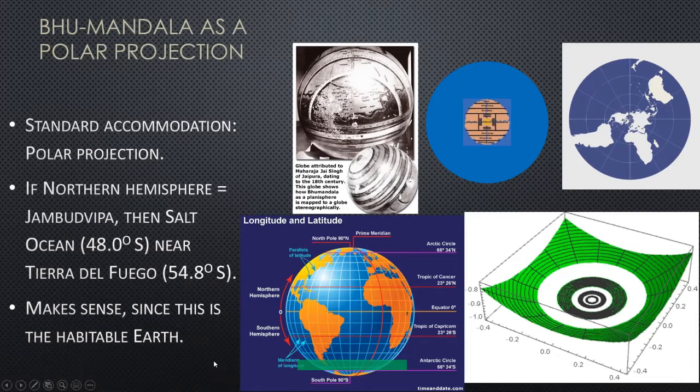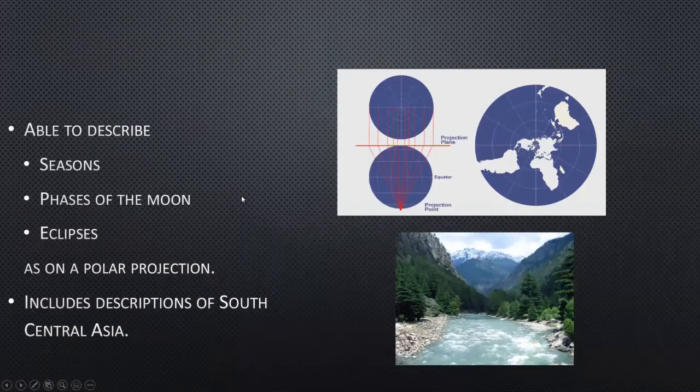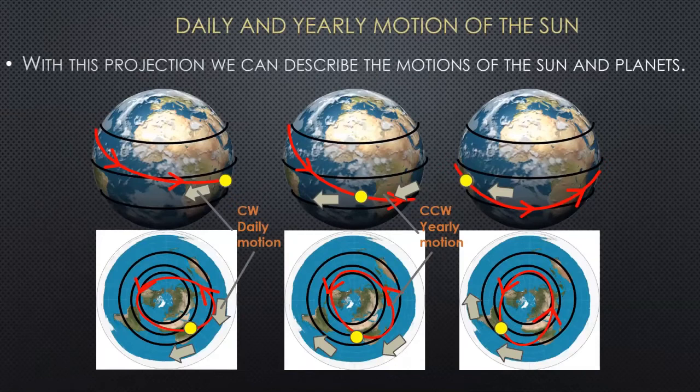And we said that this makes sense because what this projection might be telling us is that Jambudvip is the habitable Earth. And we were able to describe the seasons, the phases of the moon, and the eclipses with that, and include the descriptions of South Central Asia, which are spoken about in the Bhagavatam. We talked about the daily and yearly motion of the sun and how we could see this going from an Earth-centered view to a planisphere view.